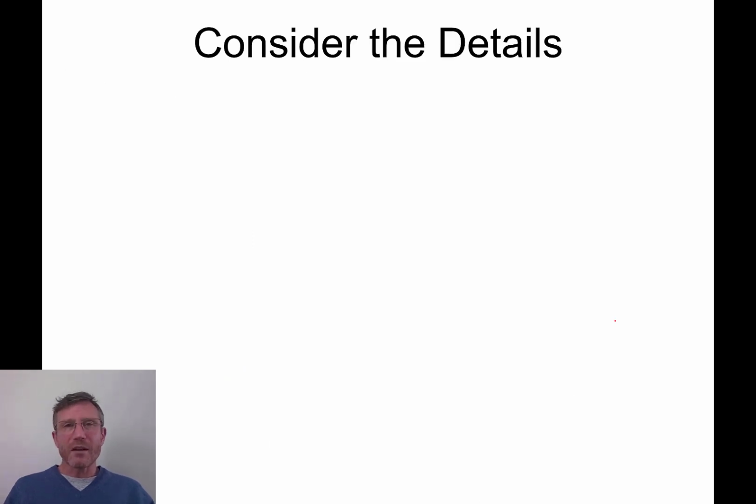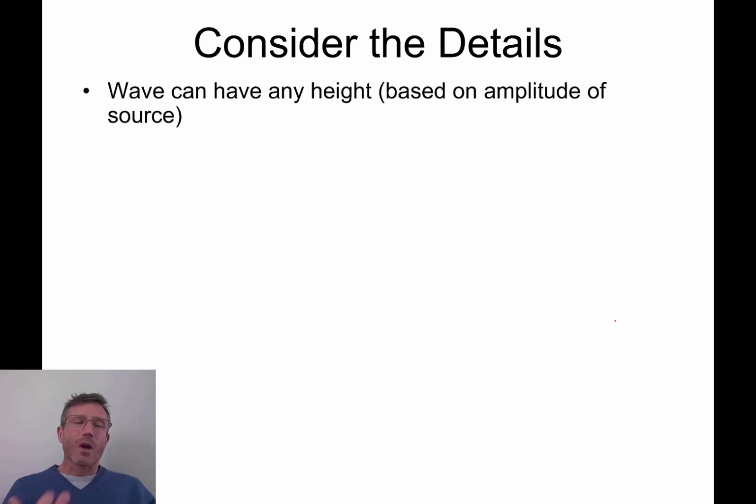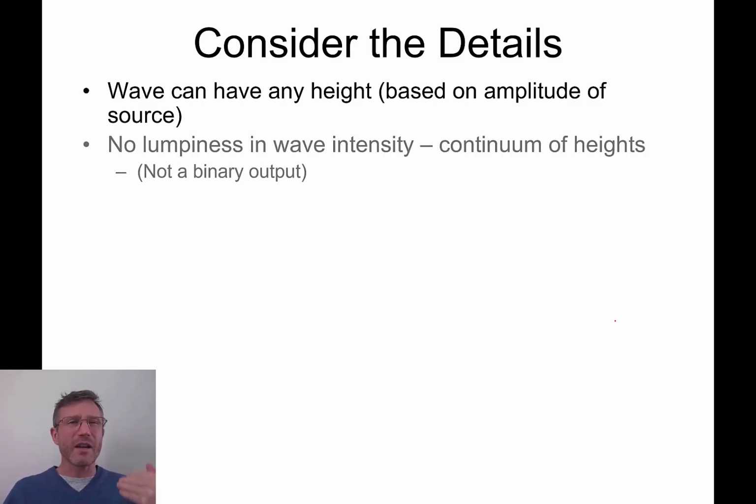So let's think about the details here for a second. Remember, a wave can have any height, and it depends on the amplitude of the source, and it depends on where we detect that wave. So there's no sort of binary effect with waves. There's no lumpiness. There's no sort of on or off approach with waves. There's a continuum of these heights.